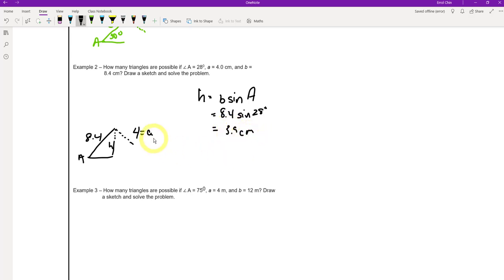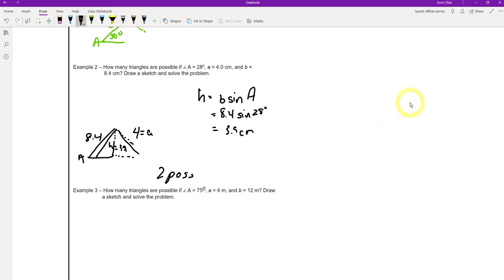So think about this for a second. If this is 3.9 and this length is 4, how many possible triangles are there? Well, this length 4 is definitely too long, so it's going to look something like this. Okay? And I'm just exaggerating the drawing, but length of 4 is definitely bigger than 3.9. And again, I apologize for my handwriting. So how many possible triangles are there? Well, there's actually 2 possible triangles.